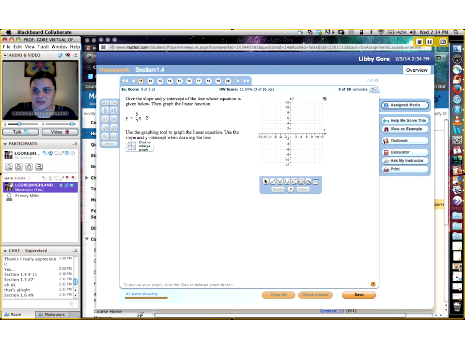This question is an equation in slope-intercept form. It says give the slope and the y-intercept of the line whose equation is given below. Then graph the linear function. So let me get my pen. Just to remind you, slope-intercept form is y equals mx plus b. m is always the coefficient on the x term, and m is your slope. The formula for that, if you're having to find it, is y2 minus y1 over x2 minus x1, the x1, y1, x2, y2 being 2 points on the line.